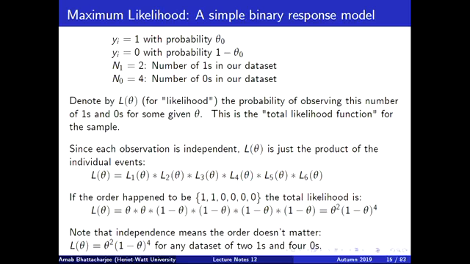So y equal to 1 with probability theta naught, y equal to 0 with probability 1 minus theta naught, n1 equal to 2, n2 equal to 4. Now we denote by L theta. L stands for likelihood, right? What is that? That is the probability of observing this number of ones and zeros for a given theta. Okay.